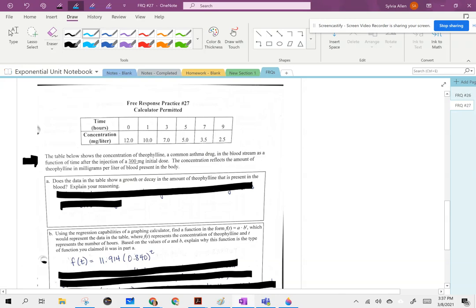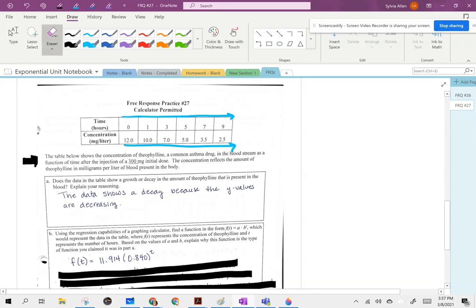Explain your reasoning. So hopefully your initial intake was to ask, as time goes on, what is happening to that set of Y values. And hopefully you were able to see that the data shows a decay because the Y values are decreasing. You don't necessarily need to say Y values, because the concentration levels are decreasing. So you could use Y values or you could use that language.